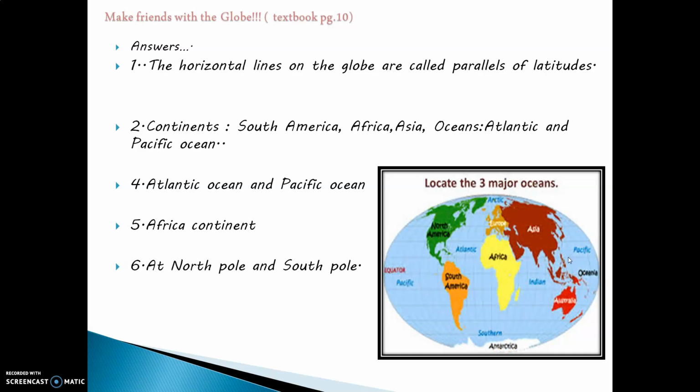At which 2 points do all the meridians converge? At the North Pole and South Pole. We have learned the meridians start from the North Pole and they meet at the South Pole. Over here you will realize these 2 poles are the places where all the meridians intersect or meet each other.